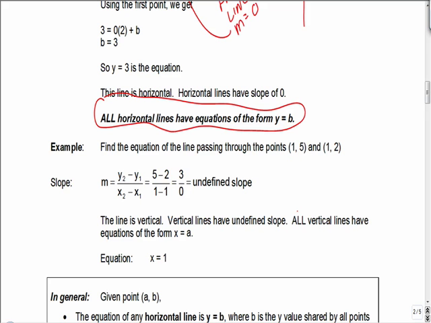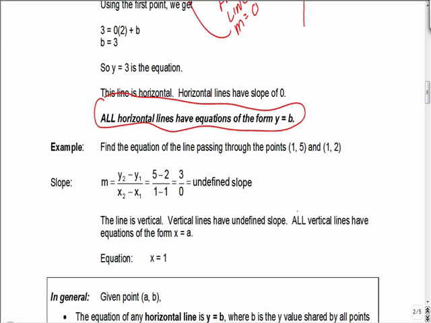So let's compute the slope. The slope is change in y over change in x, (5 - 2) over (1 - 1). I get 3 over 0, which is what we call undefined slope. Some students refer to that as no slope. I prefer to use undefined slope because it's clearer what we mean. The line, as we said before, is vertical.